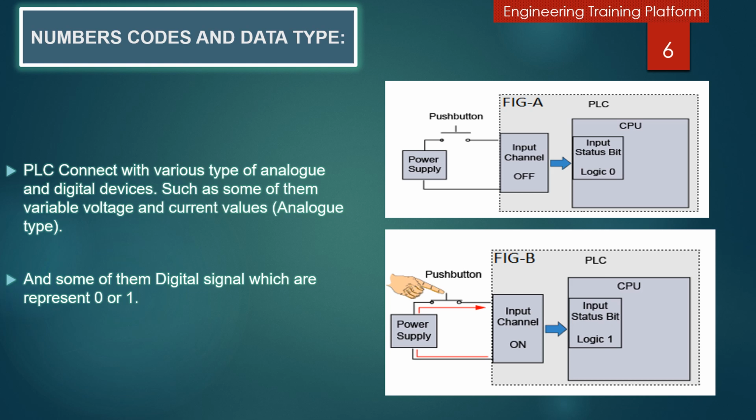In figure B, you will see that when the push button is pressed, the power will cross the push button and go to the input channel, and the status of the input channel will change from 0 to 1 and it is on now. It will send a signal to the input status bit, which will change from logic 0 to logic 1, as indicated here inside the CPU.